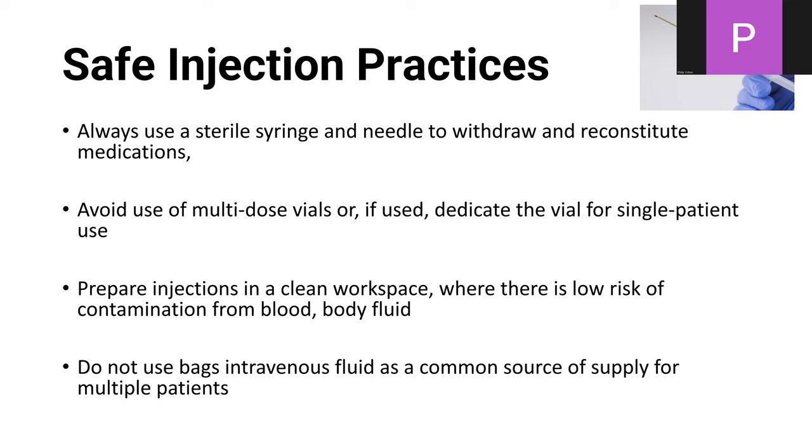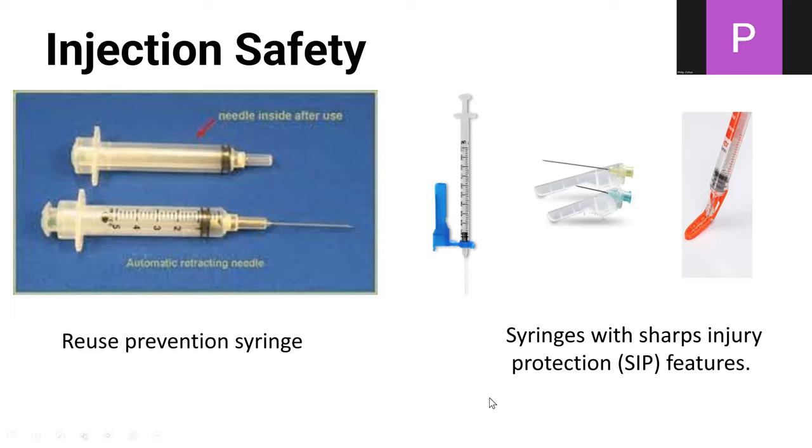Next slide. So these are safety engineered needles. You can use the reuse prevention syringes. There are some that are automatic. Immediately you give the injection, the needle just retracts into the syringe. There are different technologies, but the most important thing is that once the needle is used, the device prevents you from reusing it. So that is one of the ways to improve safe injection use.